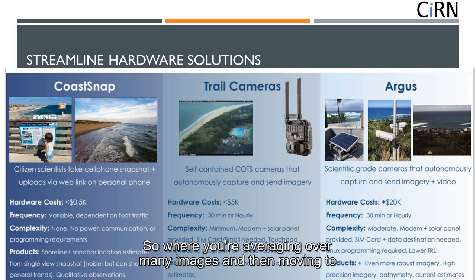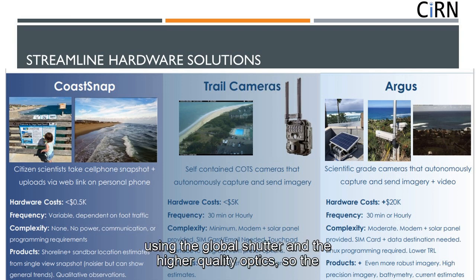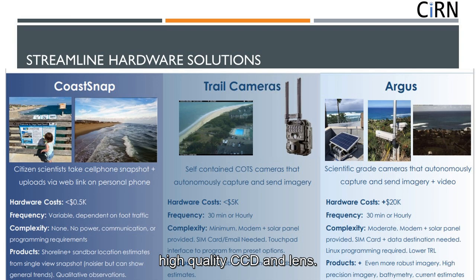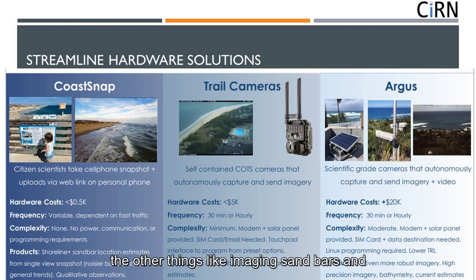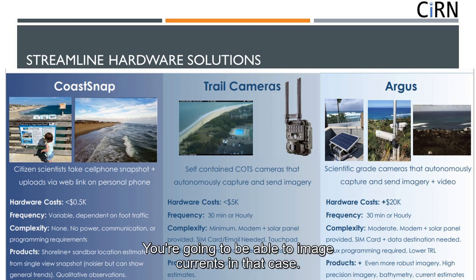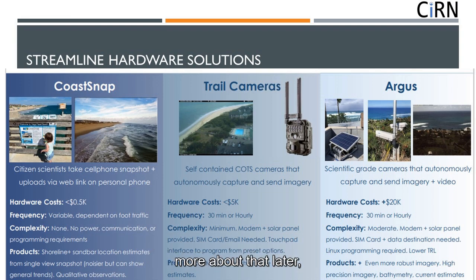And then moving to that more research grade system, that's where you're going to be using the global shutter and the higher quality optics, so the higher quality CCD and lens. There we'd be comfortable imaging waves as well as doing the other things like imaging sandbars and shorelines. You're going to be able to image currents in that case, so making time-dependent sampling, and we'll talk more about that later.